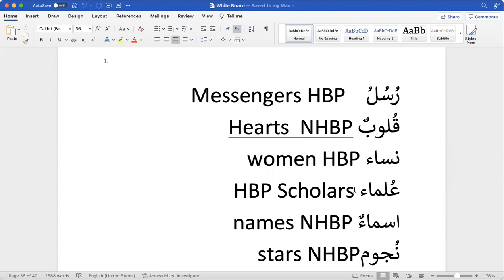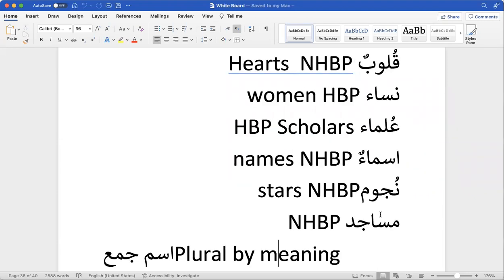Then we have ulama. Most of the time we know this word. Ulama means a group of alims, and these are human broken plurals. Again, not normal like una, ina, and atun, atin. Then we have asma'un. Asma'un is the plural of ism, one name, and asma'un means names. So it's a non-human broken plural. Likewise, najm means one star. Then you have nujum meaning more than two stars, and it's a non-human broken plural. Masajid, again, non-human broken plural. So far clear? Any question?